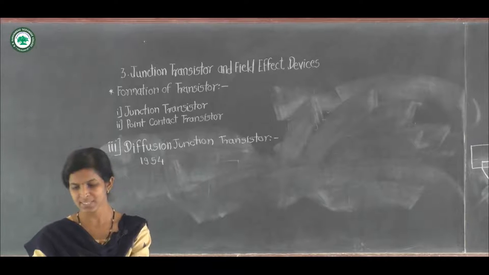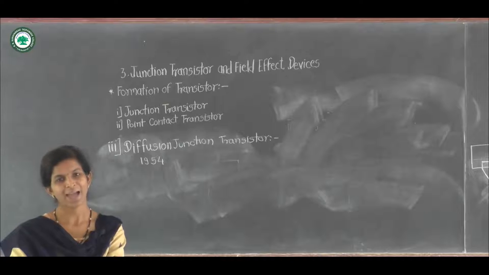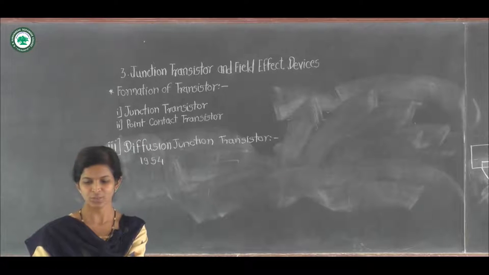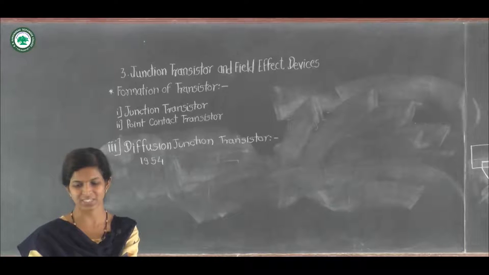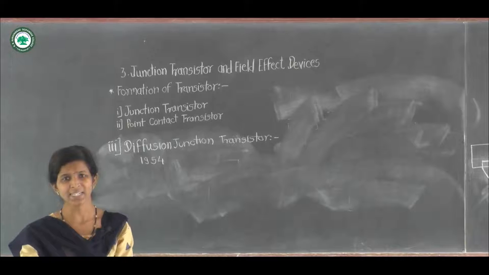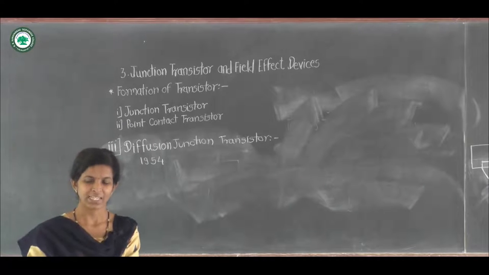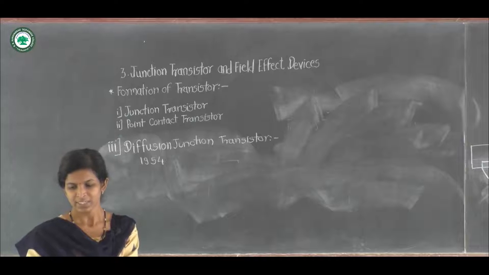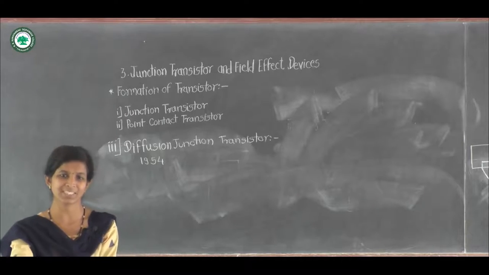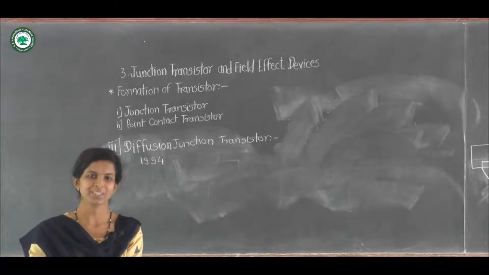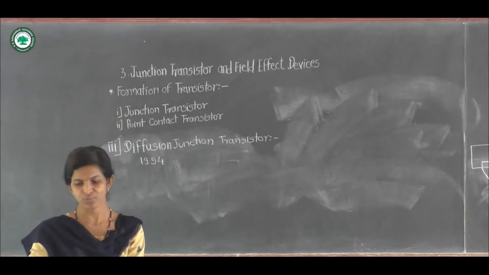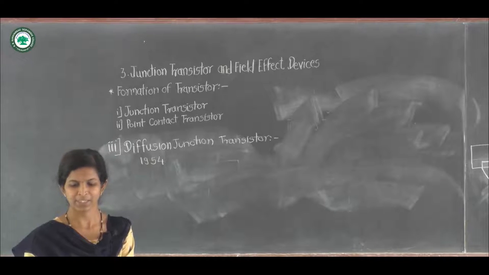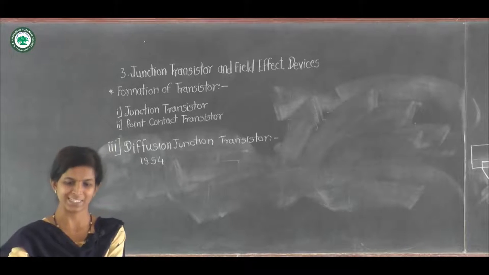Diffusion is the process in which charged particles flow from a higher concentration to a lower concentration region. The diffusion junction transistor uses this diffusion technique to form the junction. In this technique the n-type substrate is placed in a gaseous acceptor impurity and heated. The gaseous acceptor impurity diffuses into the n-type substrate, which forms the collector, and due to diffusion of the p-type impurity, it forms the p-type layer, that is the base, on it.